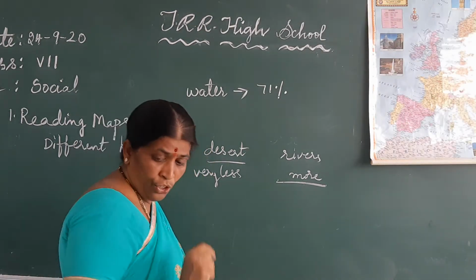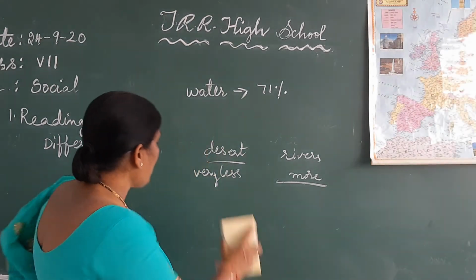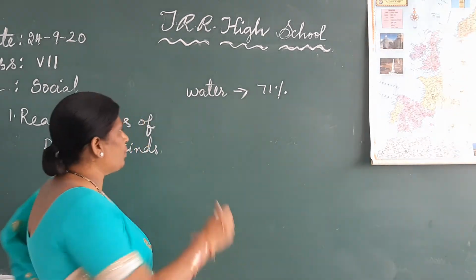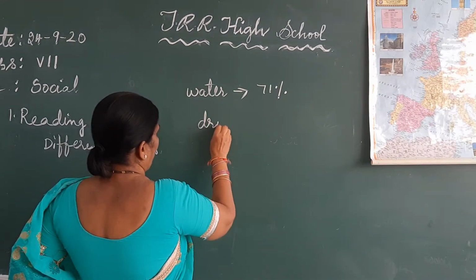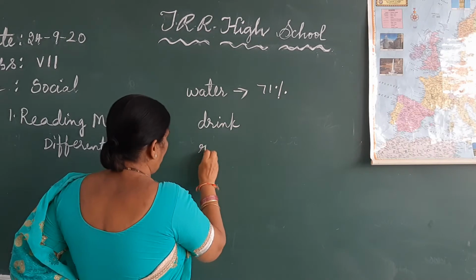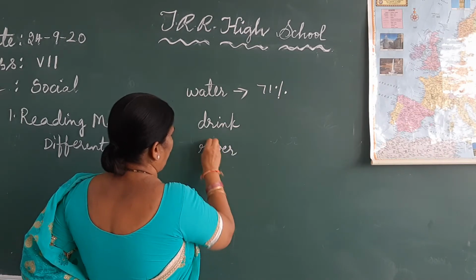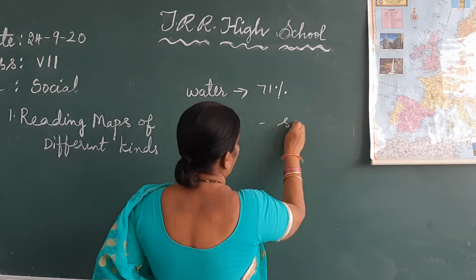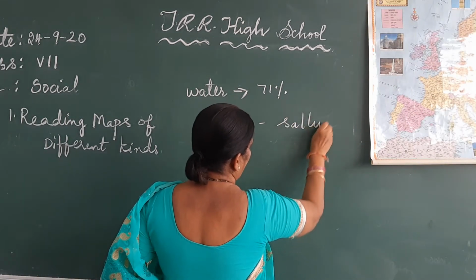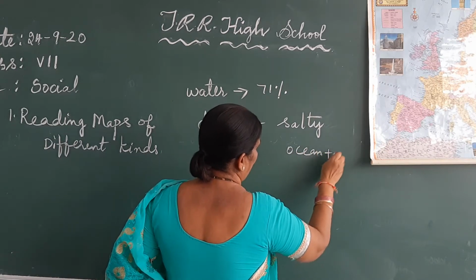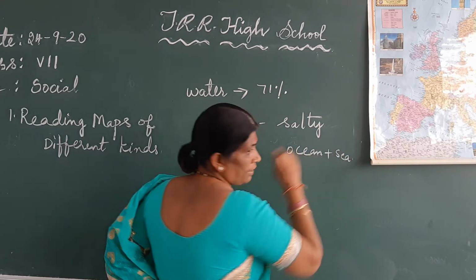Not only that. Which water are we going to drink? Yes, we mainly drink river water. And which water is salty? Yes, ocean and sea water is salty.